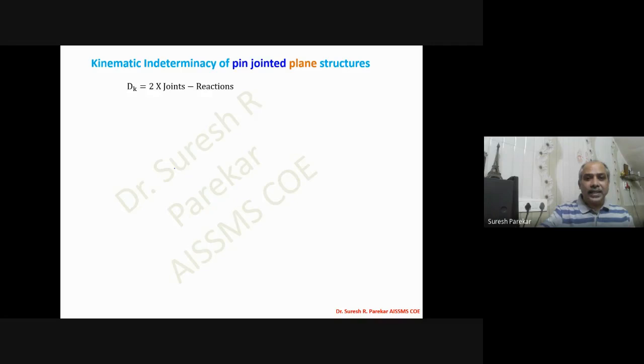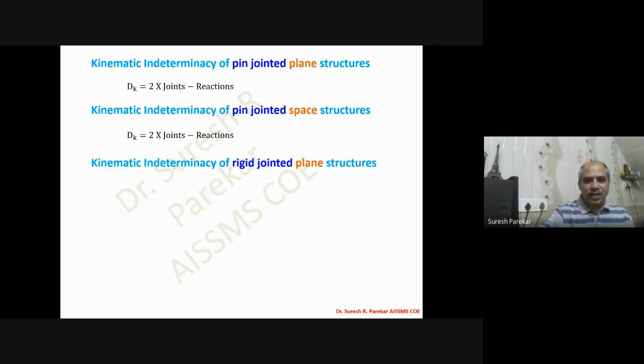Then kinematic indeterminacy, dk, is equal to 2 into joints minus reactions. Already we have seen this in the case of pin jointed plane structures. And in the case of a pin jointed space structure, we get 3 into joints minus reactions, because we have 3 displacements at each joint, that is in the X, Y, and Z directions.